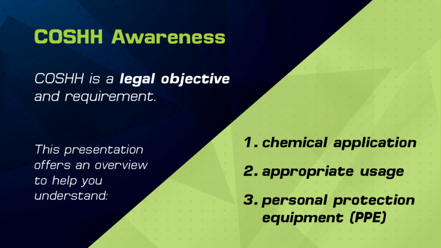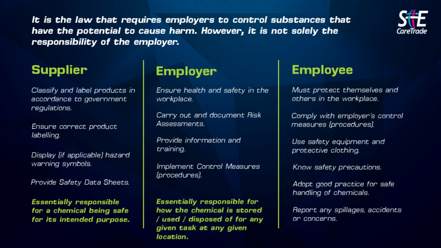1. Chemical application. 2. Appropriate usage. And 3. Personal protective equipment. It is the law that requires employers to control substances that have the potential to cause harm. However, it is not solely the responsibility of the employer.